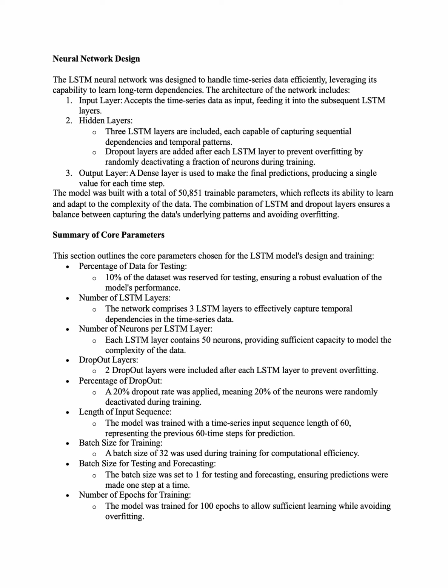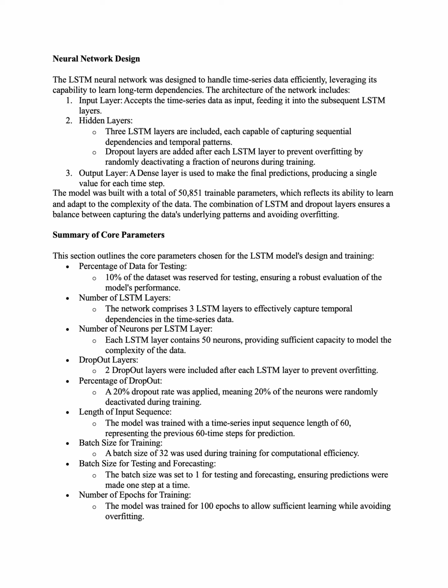So the summary of core parameters are as follows. Percentage of data for testing is 10%: 10% of the dataset was reserved for testing, ensuring a robust evaluation of the model's performance. The number of LSTM layers used here is 3. The network comprises 3 LSTM layers to effectively capture temporal dependencies in the time series data. The number of neurons per LSTM layer is 50. Each LSTM layer contains 50 neurons, providing sufficient capacity to model the complexity of the data.